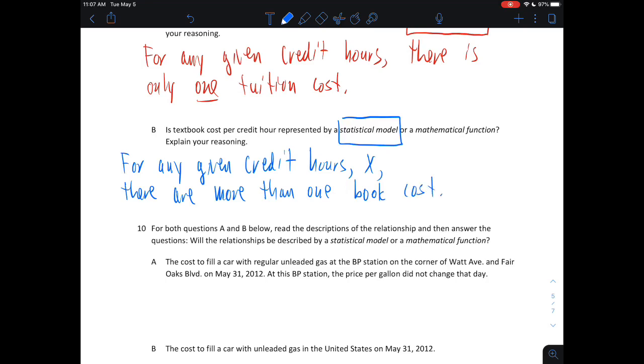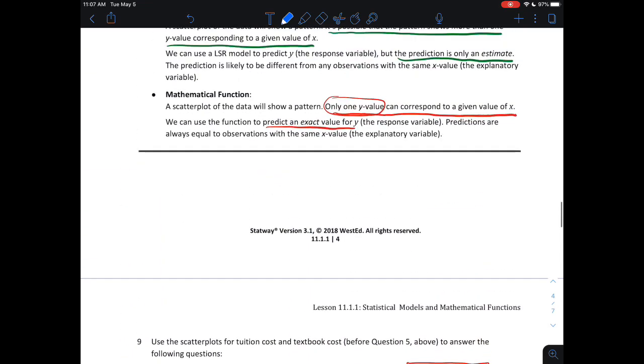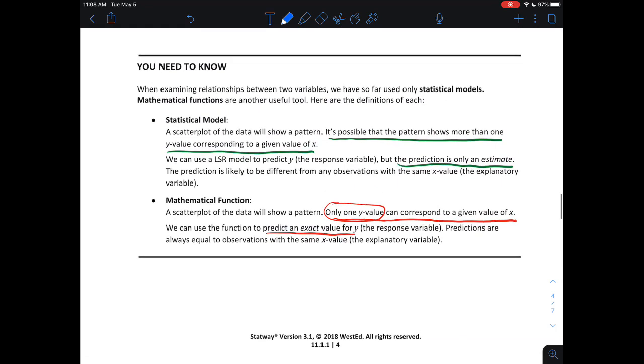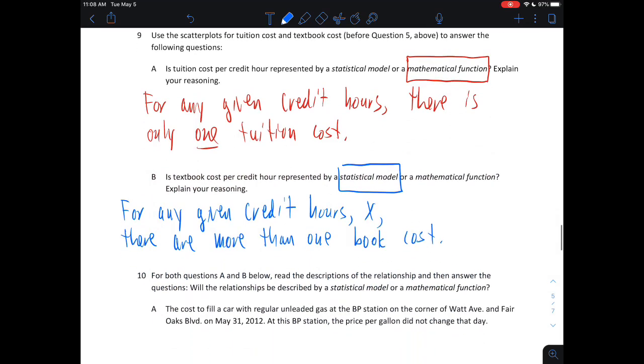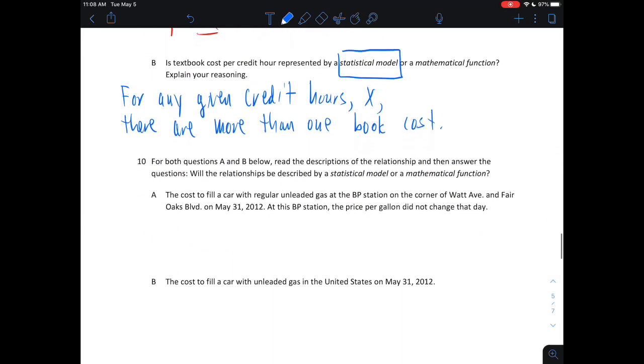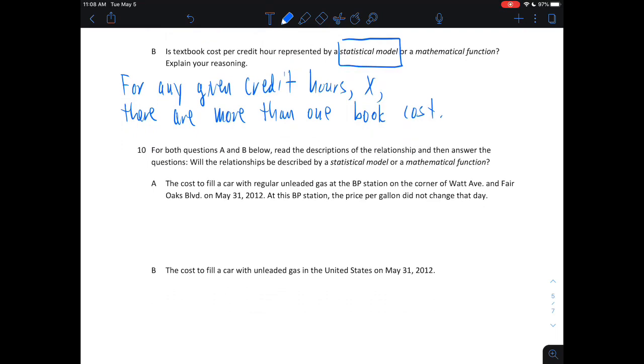We see that in one example. There are a couple of others that are doing that in our table. So notice it's possible that the pattern shows more than one Y value corresponding to a given value of X. That's what we saw in the definition for statistical model. So this is an example of a statistical model. Notice book cost, that was the Y value that we were talking about in part B.